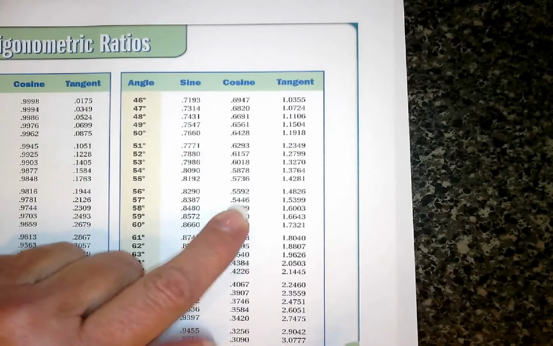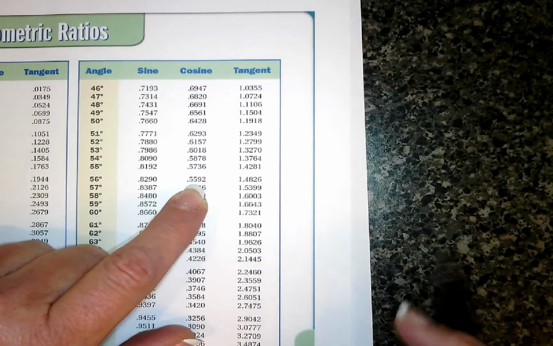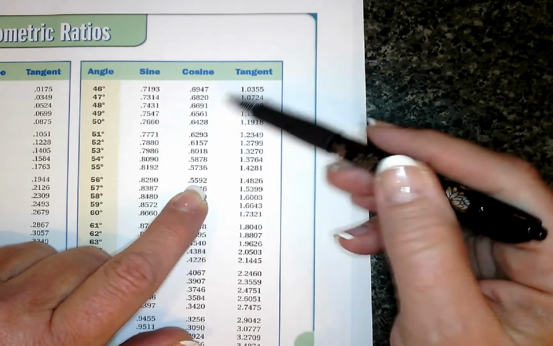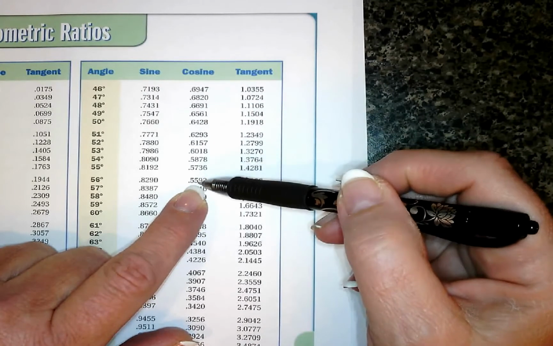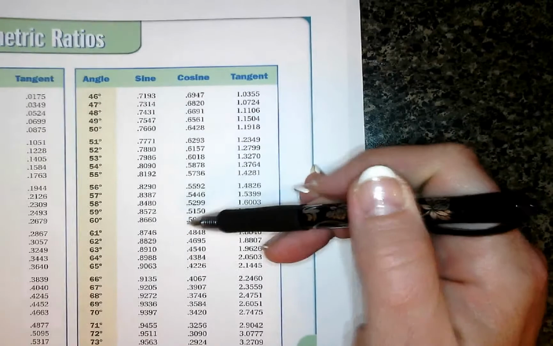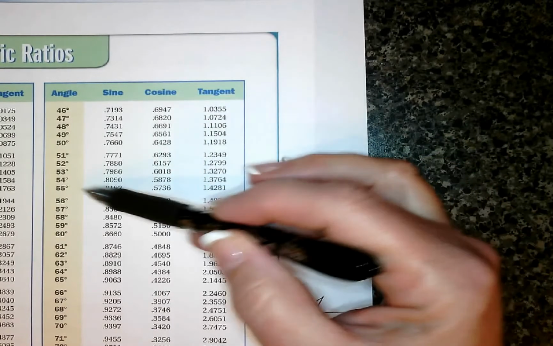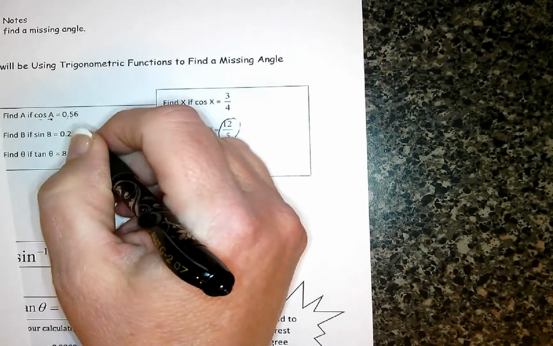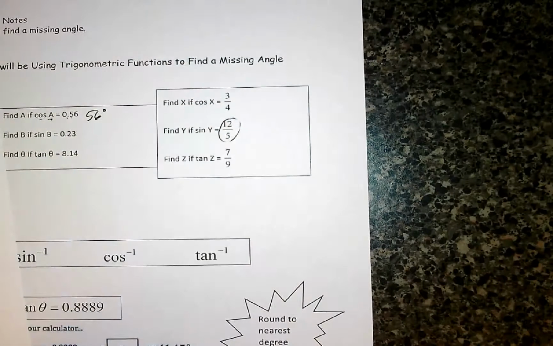So under cosine, I want to look to see the closest one to 0.56. Well, it's going to be in this row. You're probably not going to get an exact one, but we just find the closest one we can. We round off to the nearest degree. So you can see it's somewhere between here. So I'm going to say it's 0.56, yeah. Then that's going to be about 56 degrees. That's unusual. That doesn't always happen.